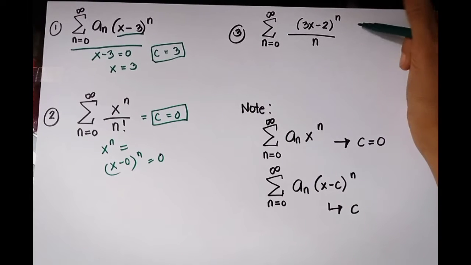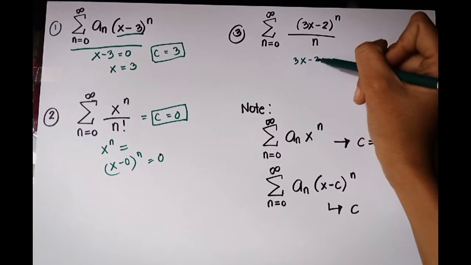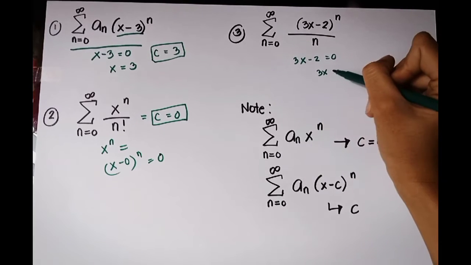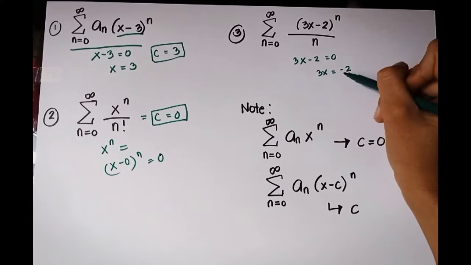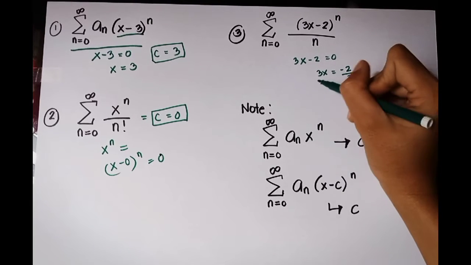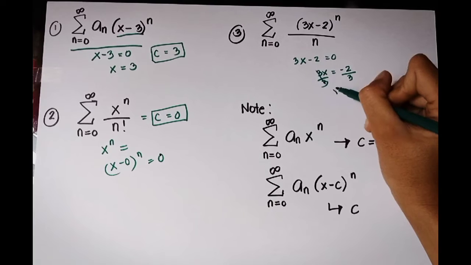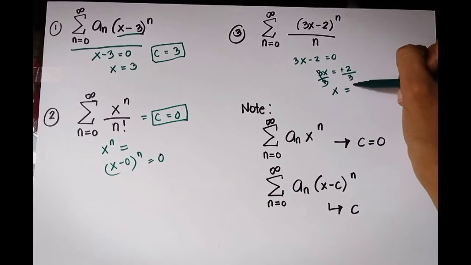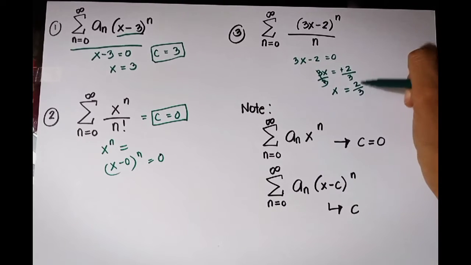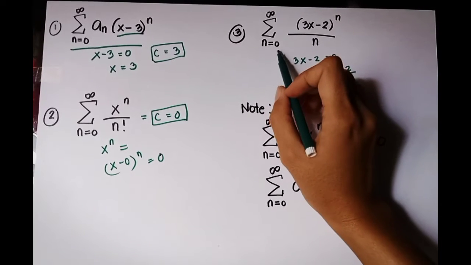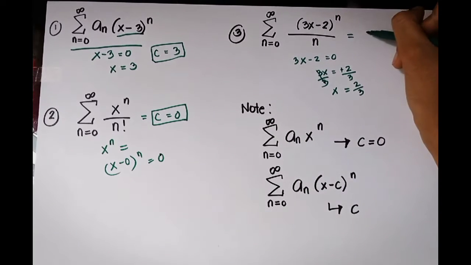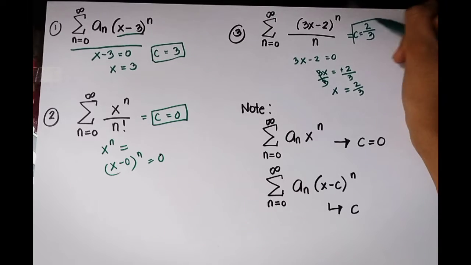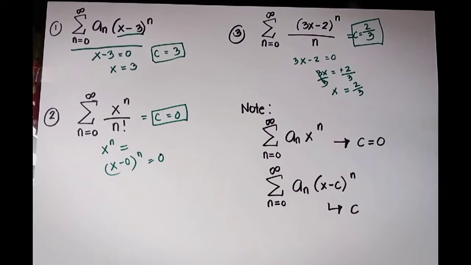For the third example, we have 3x minus 2 equal to 0. Transpose the negative 2 to the right, so 3x equals 2. Divide both sides by 3, cancel 3, so x equals 2/3. Therefore, this given series is centered at 2/3.